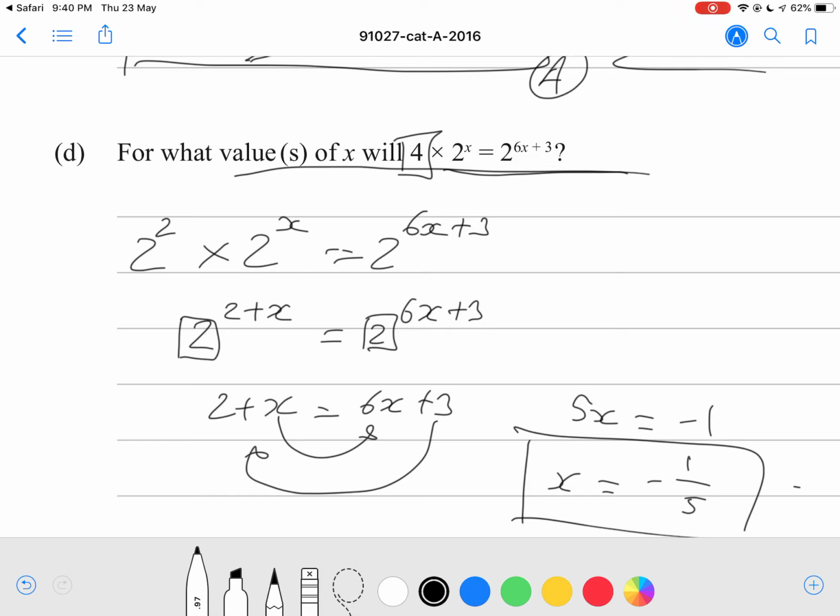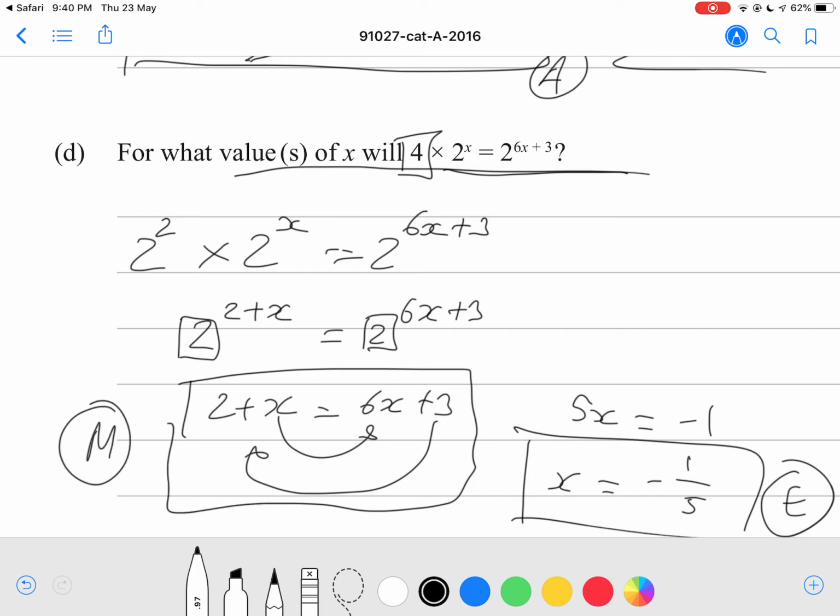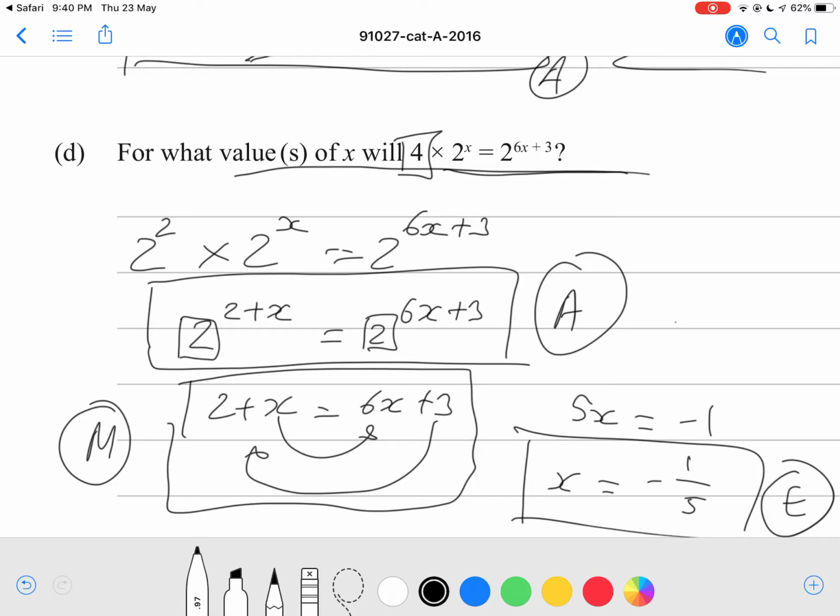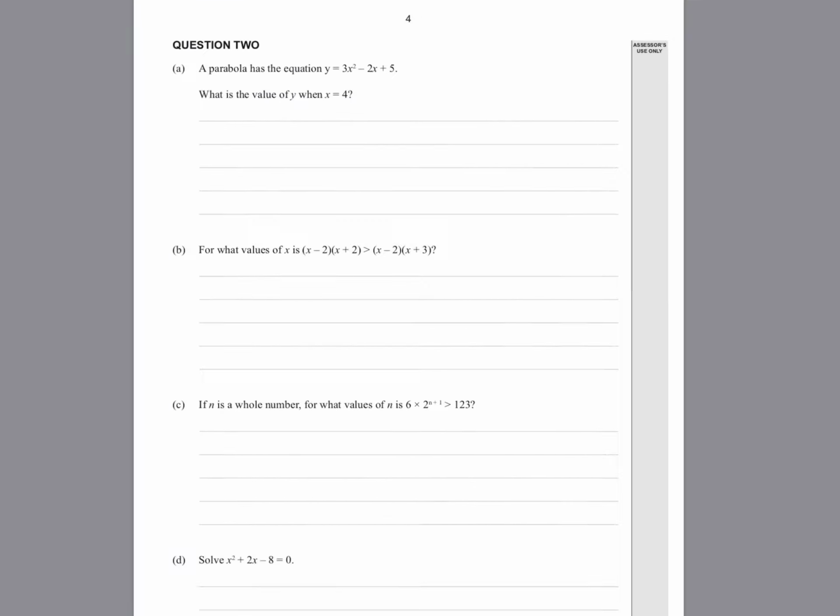Getting all the way up to here will get you an excellence grade. To get a merit grade, you're finding the linear equation, so you find that 2 plus x is equal to 6x plus 3. To get an achieved grade, your relationship established, so 2 to the power of 2 plus x equals 2 to the power of 6x plus 3, that's going to get you an achieved grade. Okay, so that's basically it for this question, so moving on.